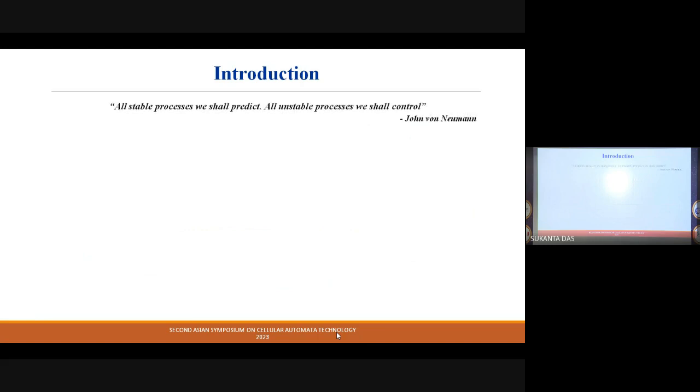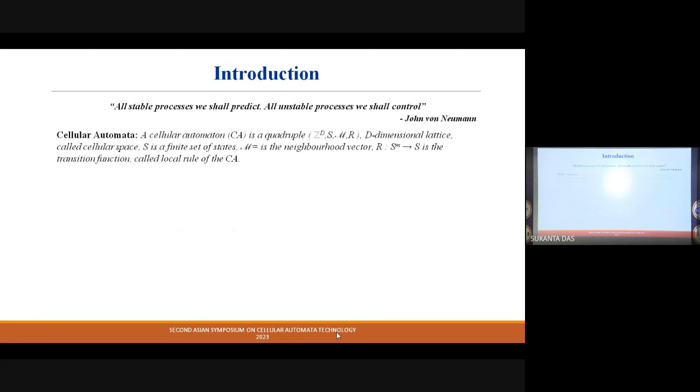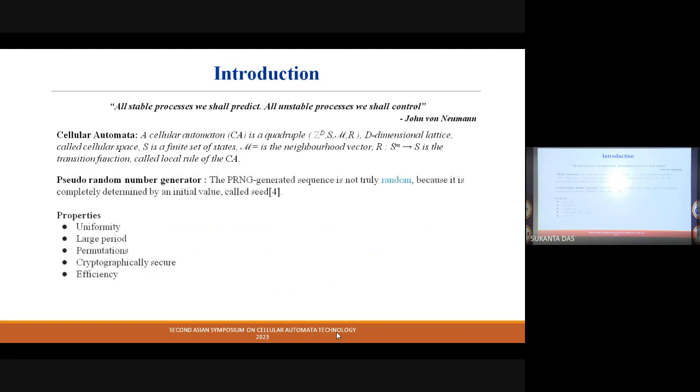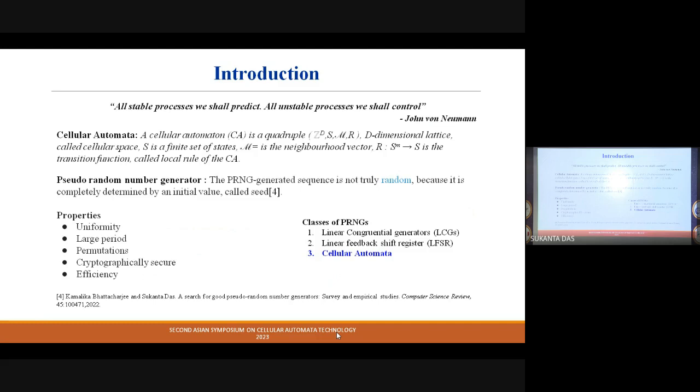As we all have the same background of cellular automata, there is no need to define cellular automata. Basically, chaos leads to randomness. We have cellular automata based technology. These are some classes of PRNGs: LCG based, LFSR based, and cellular automata based. Basically, we are using cellular automata based technology to analyze chaotic behavior.